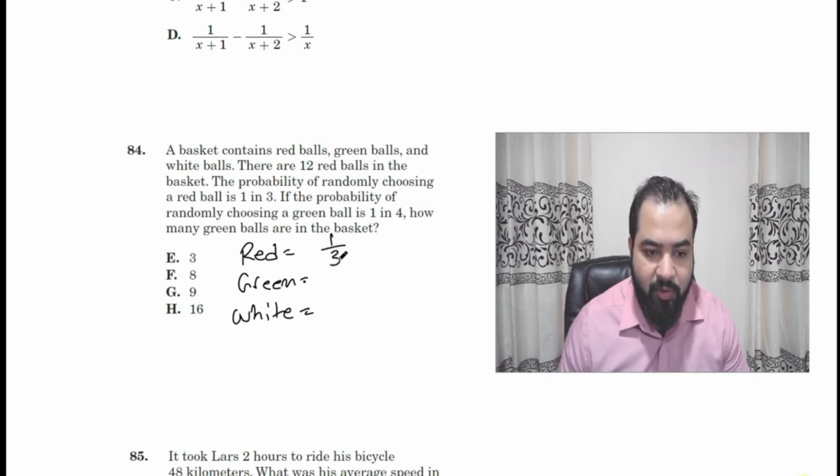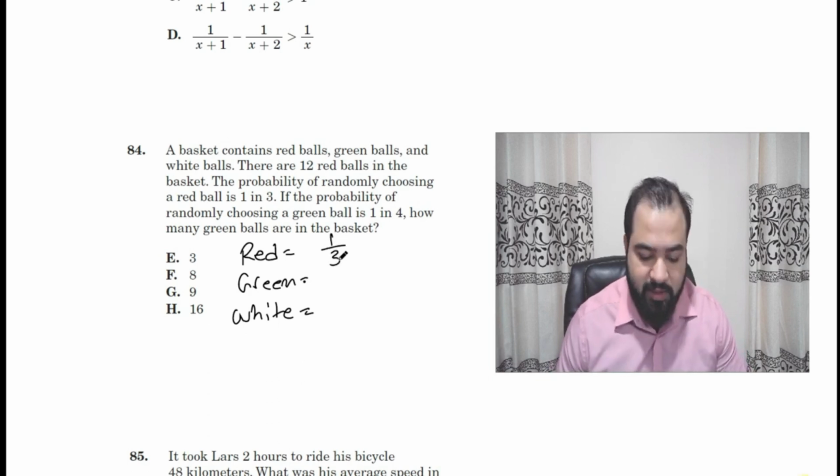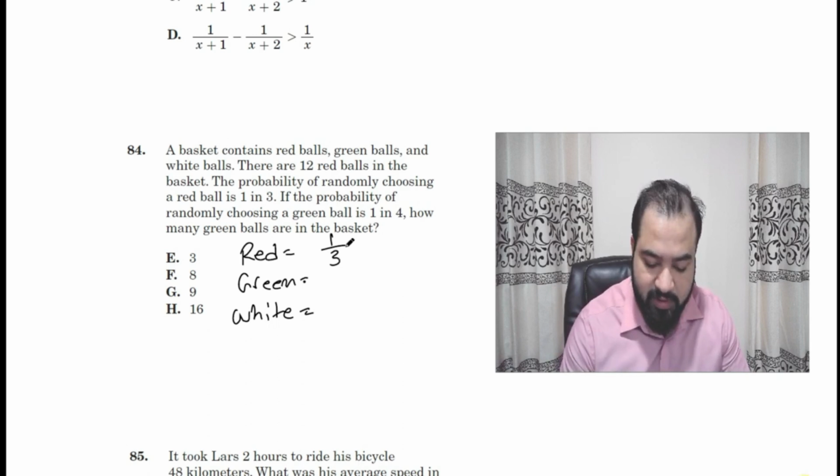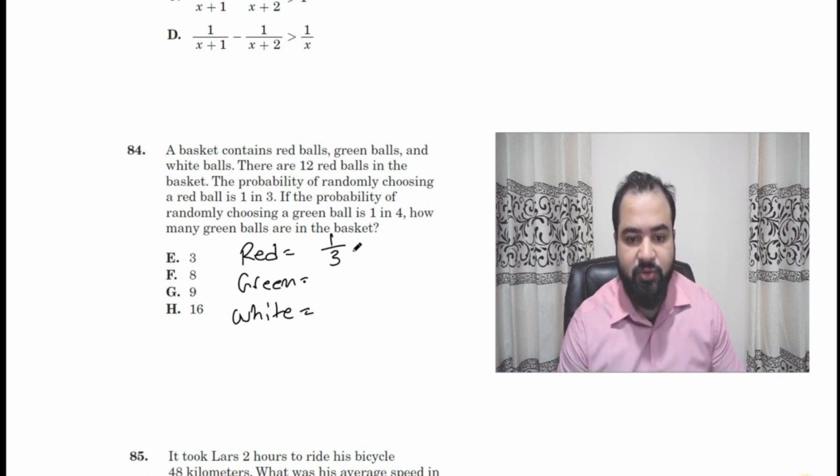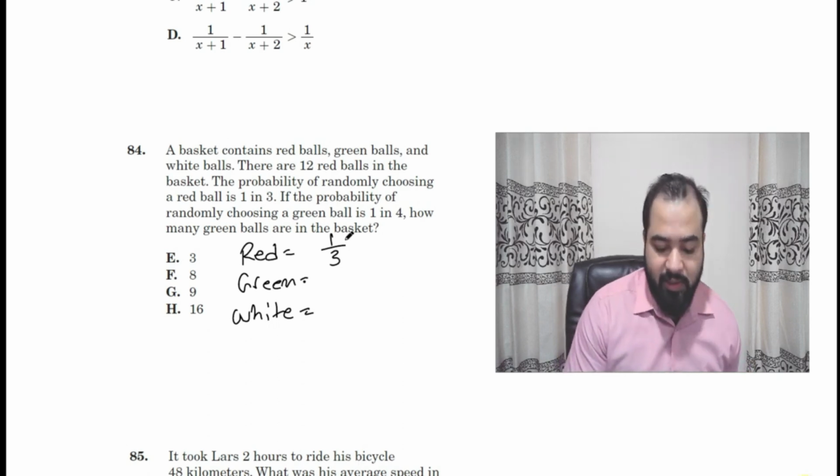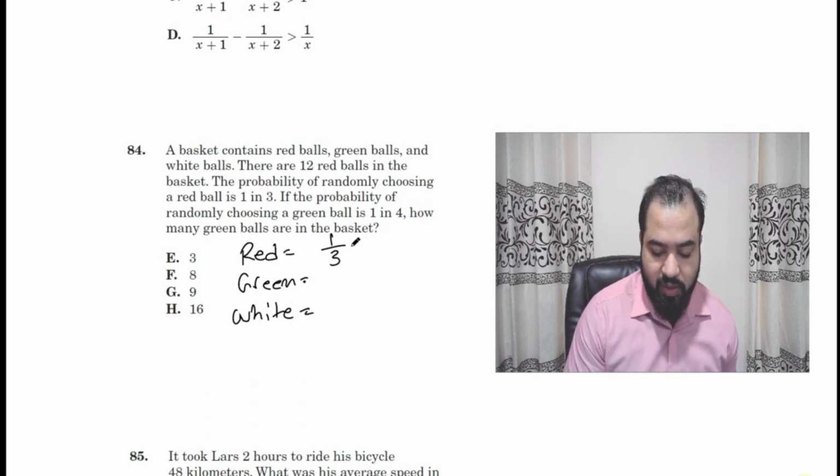But this says there are 12 red balls in the basket. So if there are 12 red balls in the basket and the probability of randomly choosing a red ball is 1 out of 3, what is the original fraction?